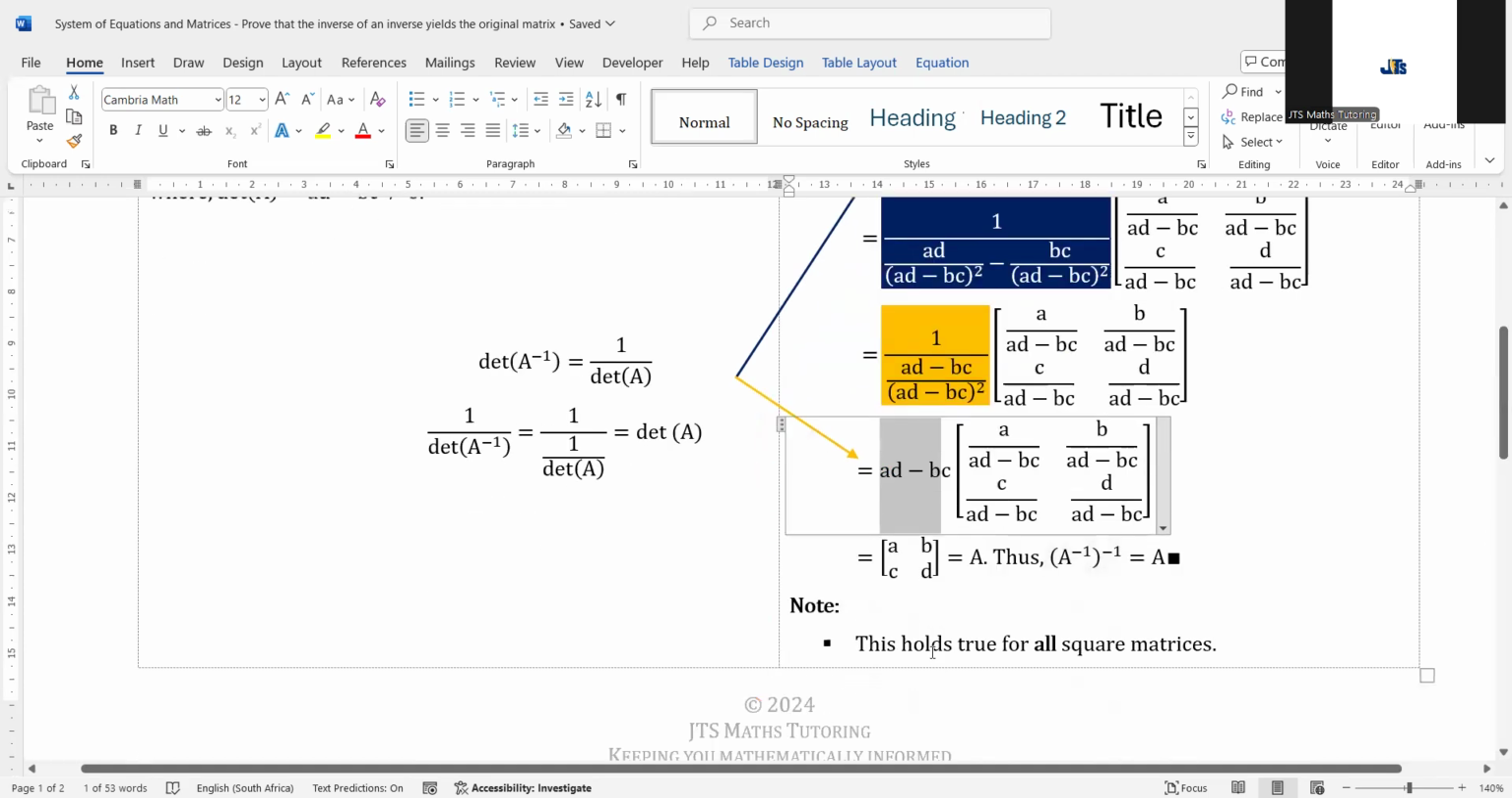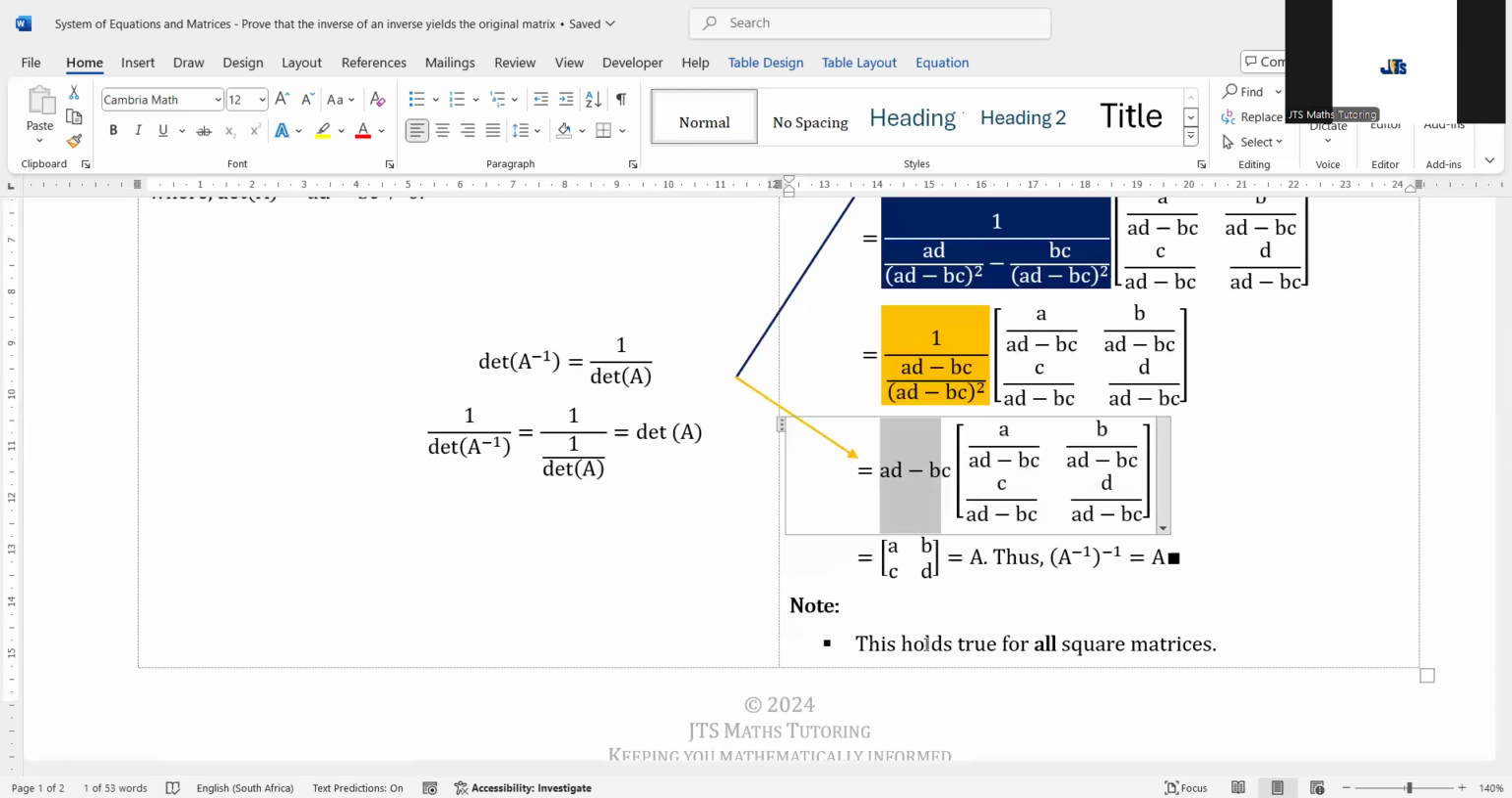I want you to take note that this actually holds true for all square matrices, not only 2 by 2 matrices. Beautiful.